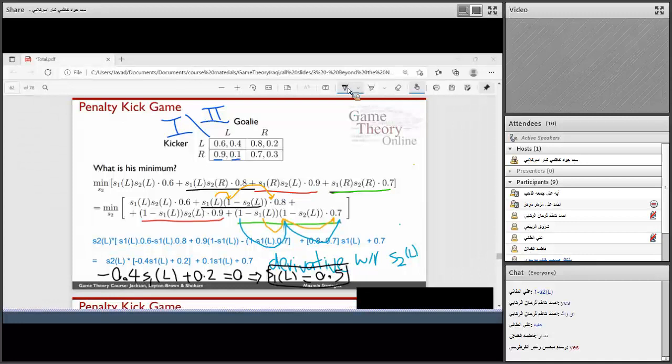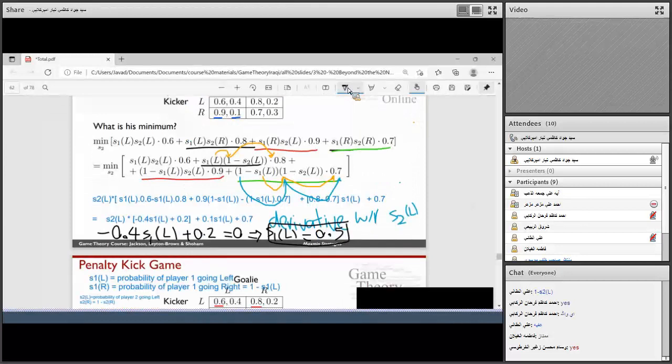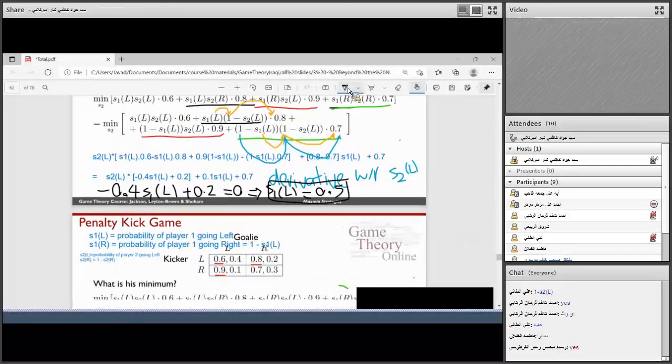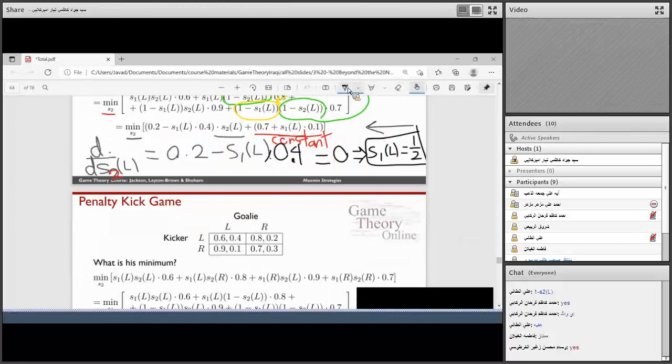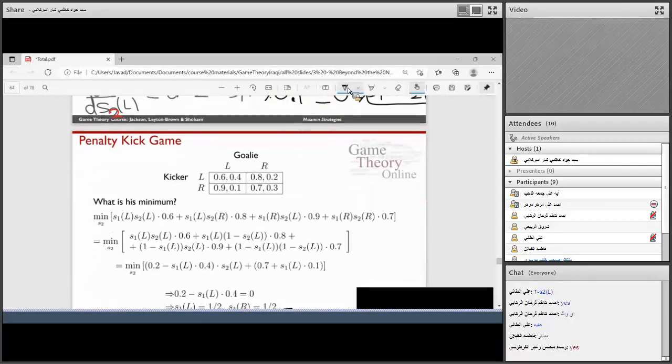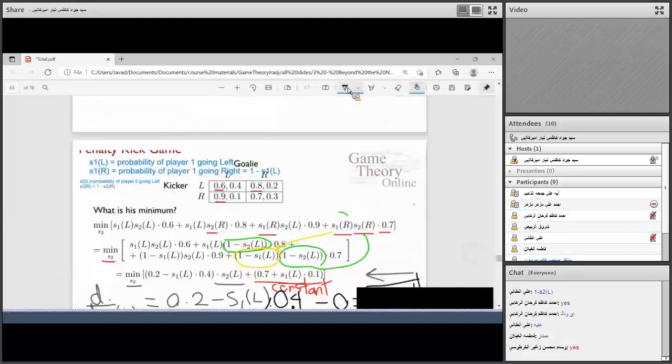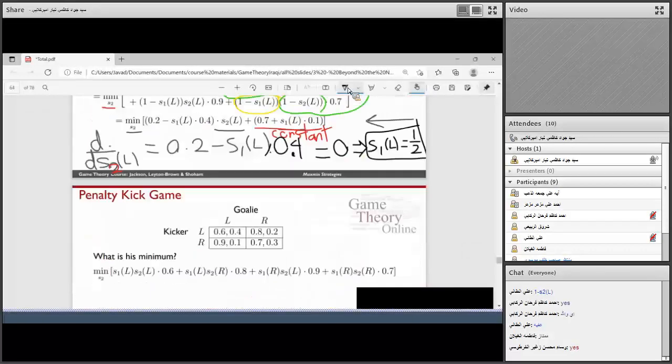So if we review what we did so far, we should solve min-max and max-min to find the best strategy for each of these two players. Okay. So S1 of L was found to be 1/2. Okay, good.